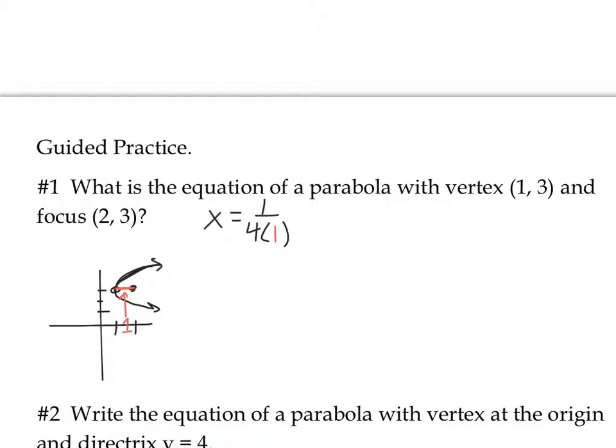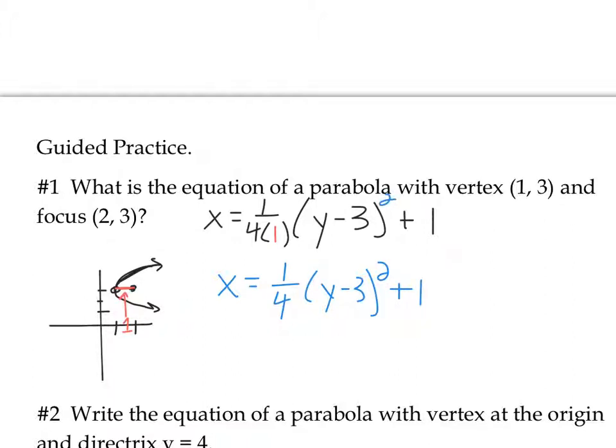Then we're going to have y minus k. So it's y minus the k value, which is the y value of the vertex. So y minus 3 plus the x value of the vertex, 1. So this is our k, and this is our h. Y minus k squared plus h. So now, I just need to multiply the 4 times 1, see if there's anything I'm simplifying. So I'm going to have x equals 1/4 times y minus 3 squared plus 1. Because we forgot the squared there. Don't forget that squared on the right side of the equation there.